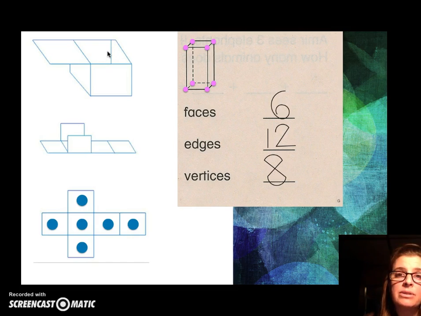So he counted the rectangles first, and there are 4 of them, and then he added the squares on the top and the bottom, which are 2. So 4 plus 2 is 6.